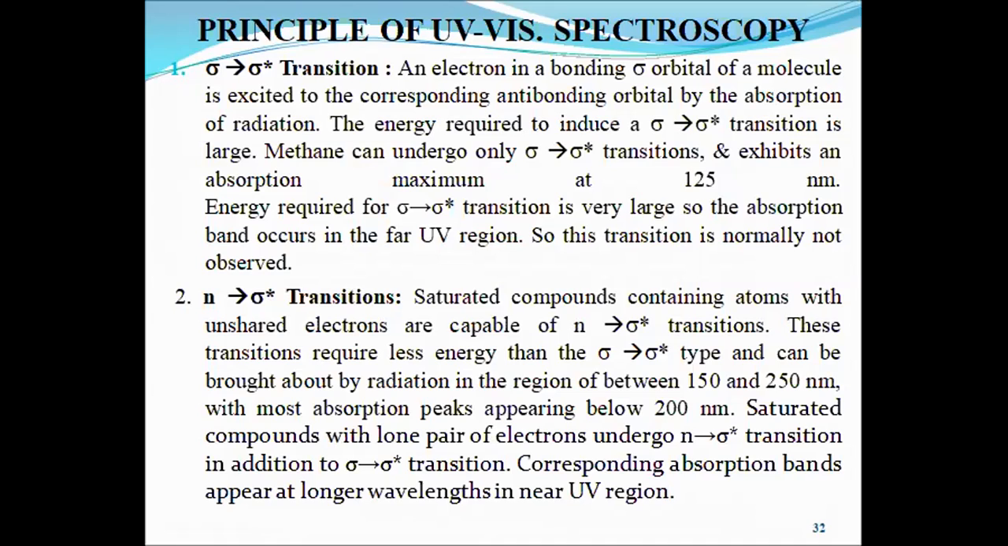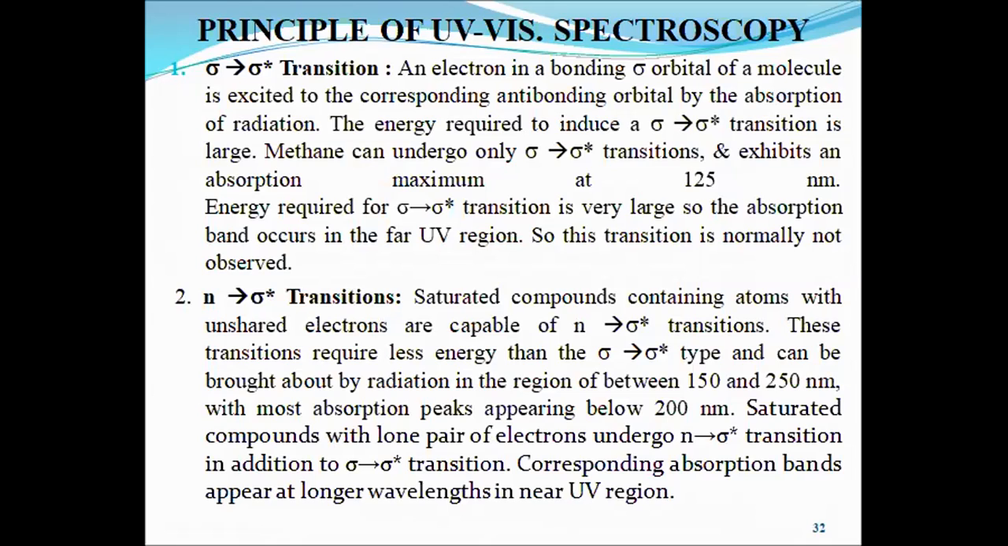They need less energy, as I have just explained, and hence they can occur at longer wavelength than sigma to sigma star transition. The energy requirement depends again upon the electronegativity of the heteroatom, because all the heteroatoms will not be of the same electronegativity. Now, how does it depend on electronegativity? Lower the electronegativity, higher will be the wavelength.